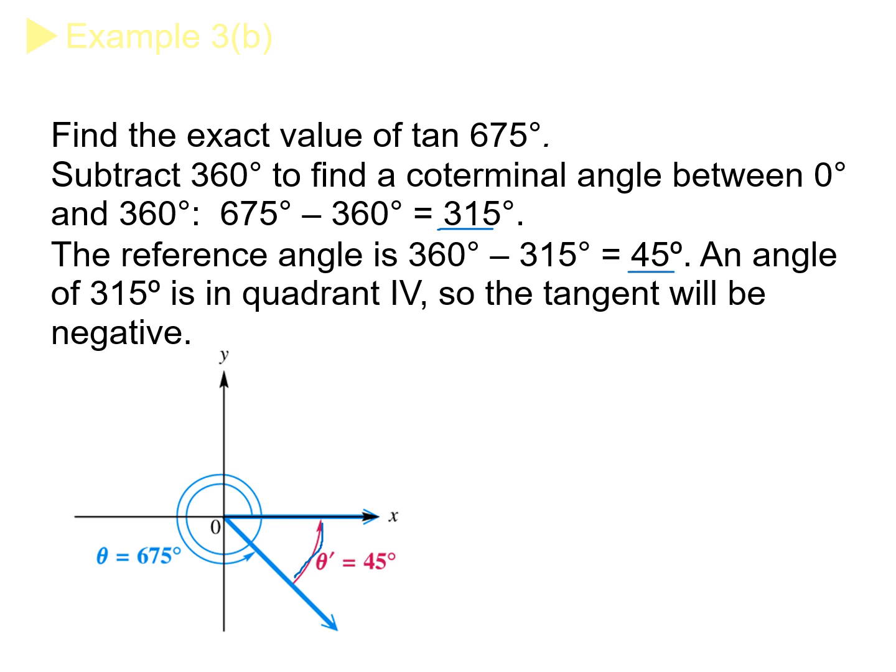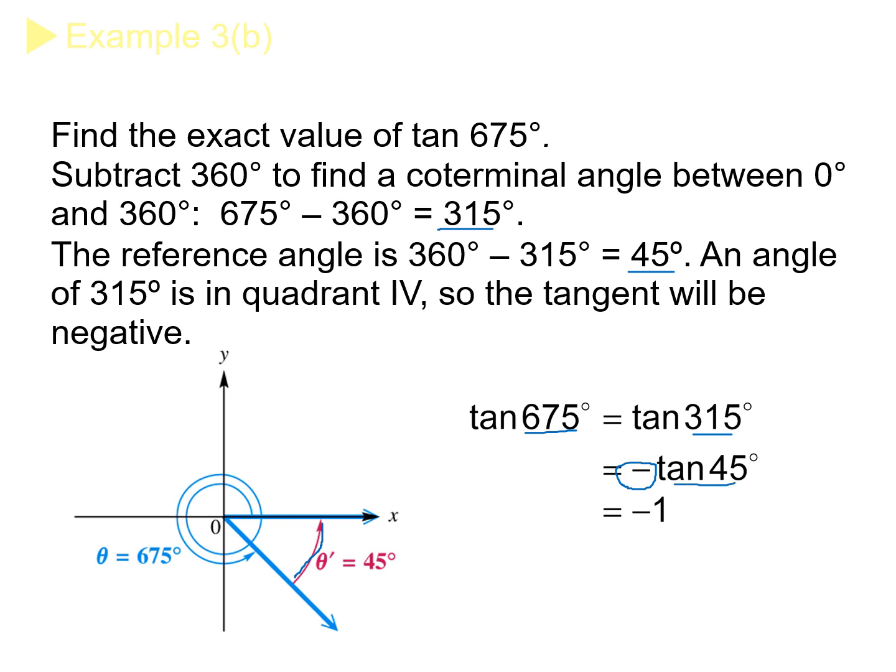The tangent is going to be negative in quadrant 4. So the tangent of 675 is the same as the tangent of 315. The tangent of 315 is negative, because it's in the fourth quadrant. Tangent of 45, the reference angle, or negative 1.